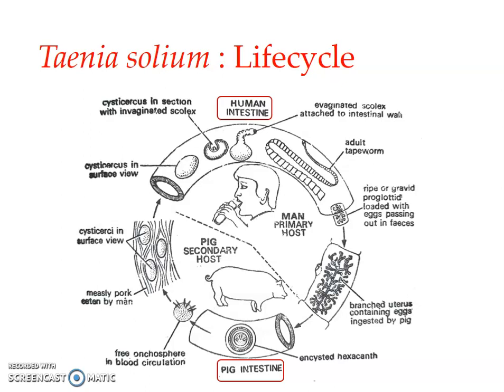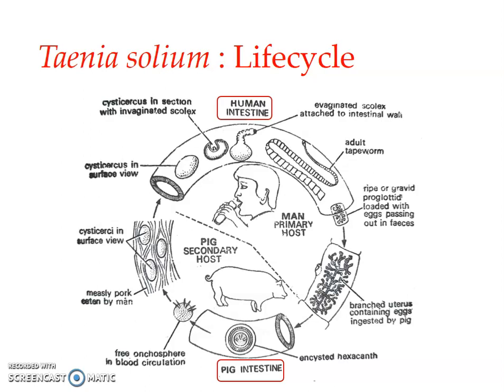Usually the pig forms the secondary host, but humans may serve as a secondary host in some cases when they ingest the oncospheres along with inadequately cooked food or raw vegetables. And auto-infection is also found in Taenia solium in certain cases, where a person already serving as a primary host may show this auto-infection.